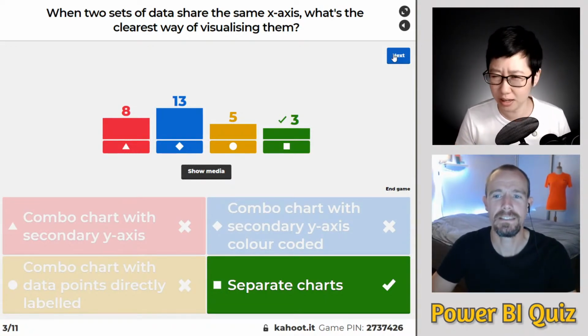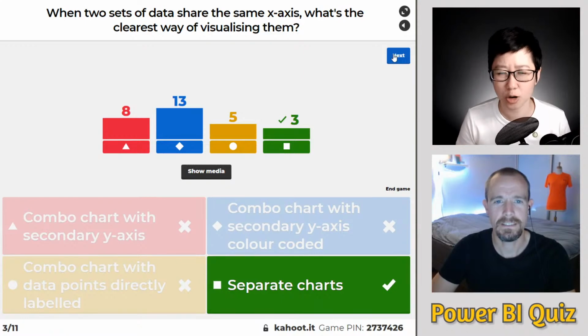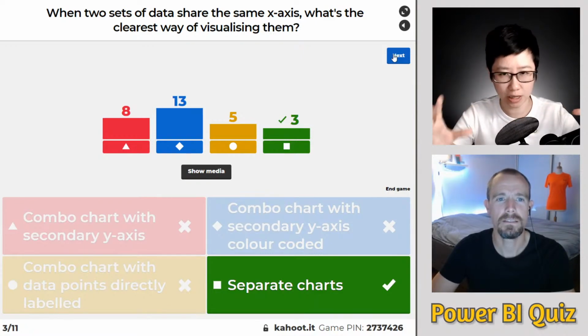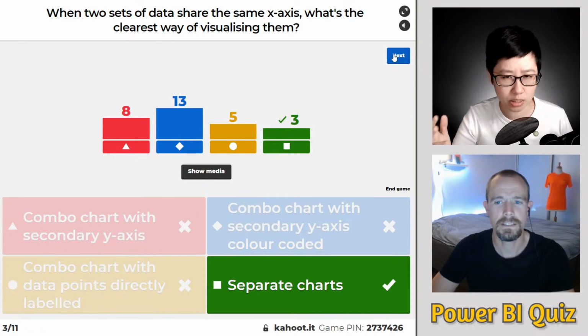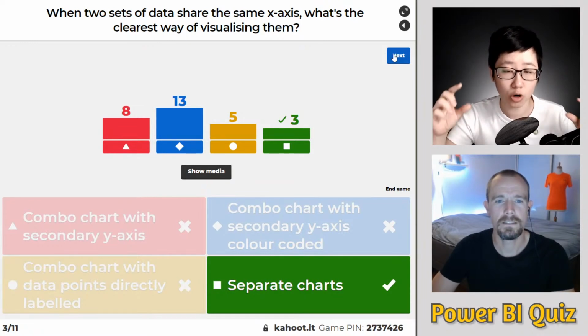I think if we have quite a bit of an Excel background here, we've been fed a lot of combo charts. It's really easy to just throw it in because it's just one thing, right? You don't want to have so many things. But when you talk about the clearest way of visualizing, why I didn't choose those options is because it can still be a little bit confusing because of the scale.